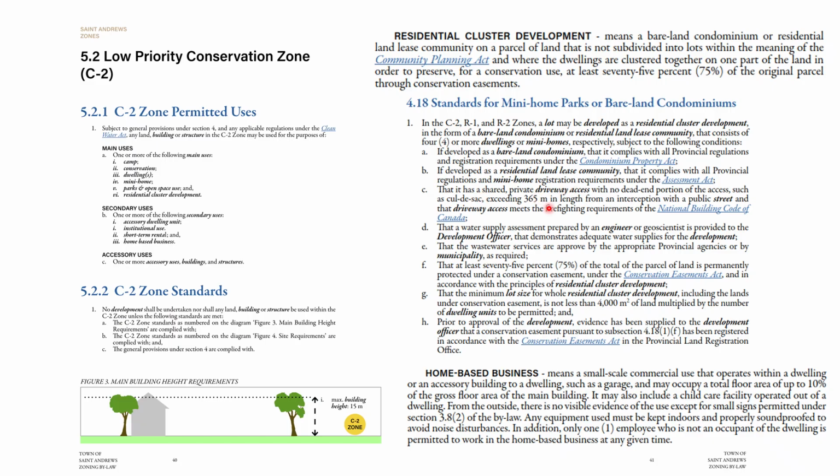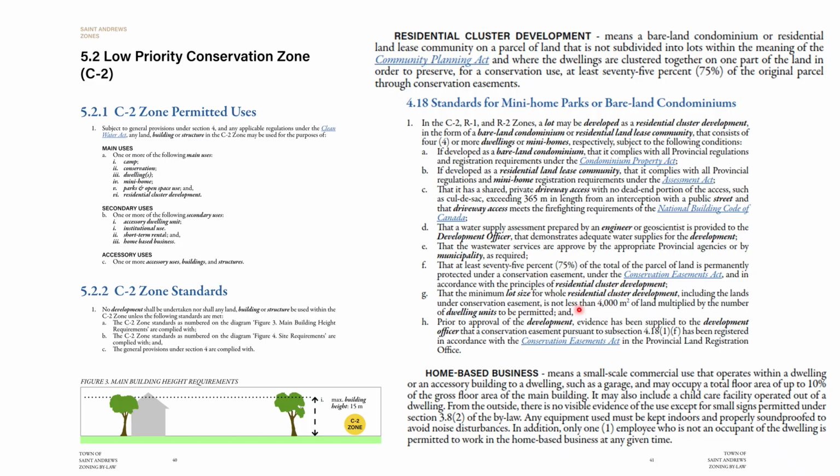driveway access being limited to 365 meters from a public street. This is a very standard requirement to ensure firefighting access and public safety. Ensuring water supply is adequate. In the definition, it talks about the 75%. So this is just reinforcing that.